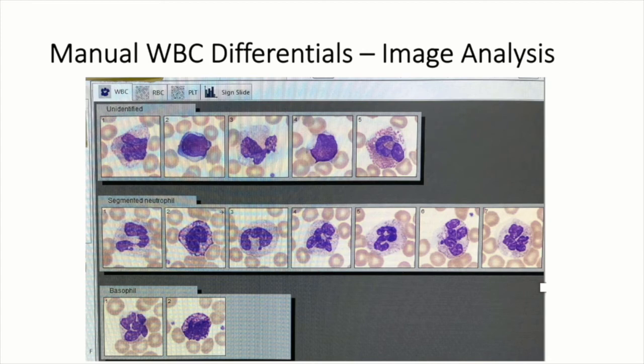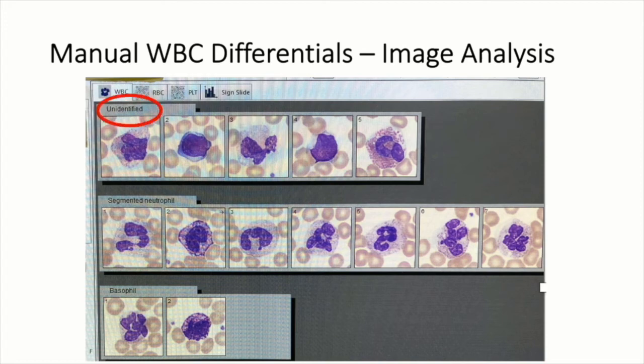These images have to be reviewed by a hematology technologist who will reclassify the cells as needed and finalize the differential count. The image analysis software generally is pretty accurate when it comes to identifying normal-looking cells like segmented neutrophils. However, the software is less accurate at identifying distorted, immature, or dysplastic cells.